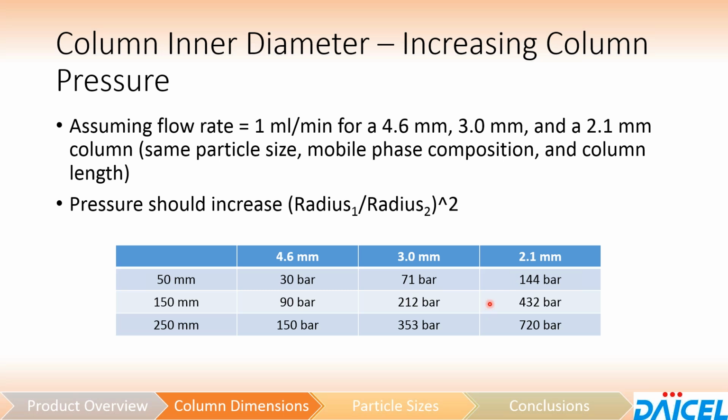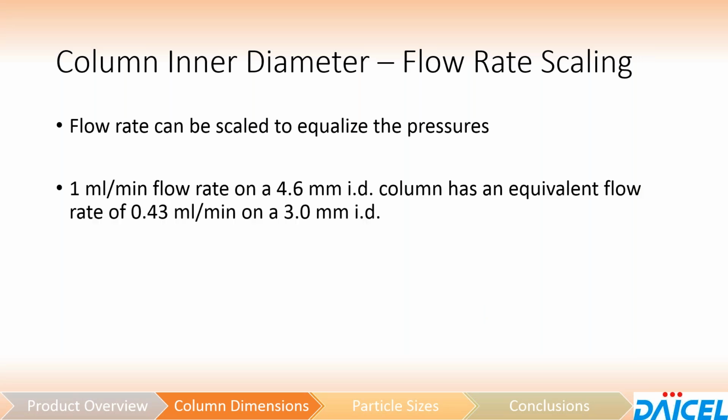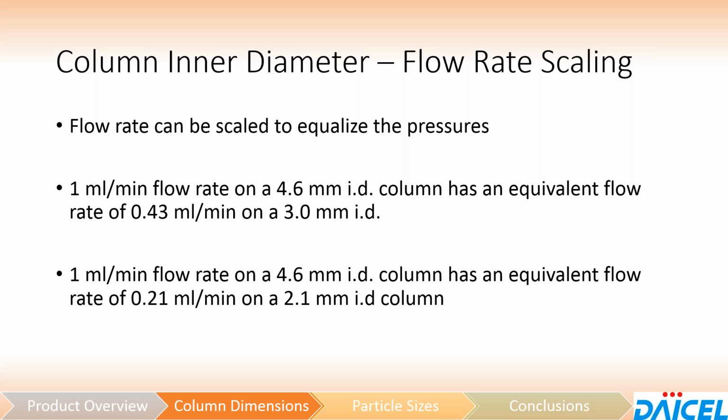Now, I talked about scaling before, because if you see here, especially this corner, you're starting to achieve pressures that are not only incompatible with the column, but incompatible with most HPLC systems as well. So in order to counteract that, like I said, what we often practice is flow rate scaling. Flow rate can be scaled to equalize the pressure, and to do so for a 4.6 millimeter ID column flowing at 1 mL a minute, the corresponding flow rate for a 3 millimeter ID column would be approximately 0.43 mL a minute, and for a 2.1 millimeter ID column, roughly 0.21 mL a minute.